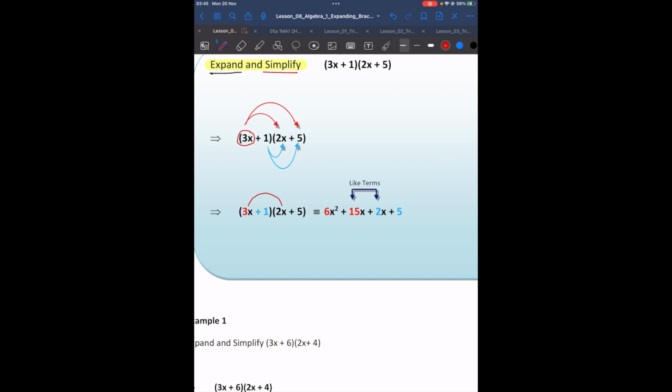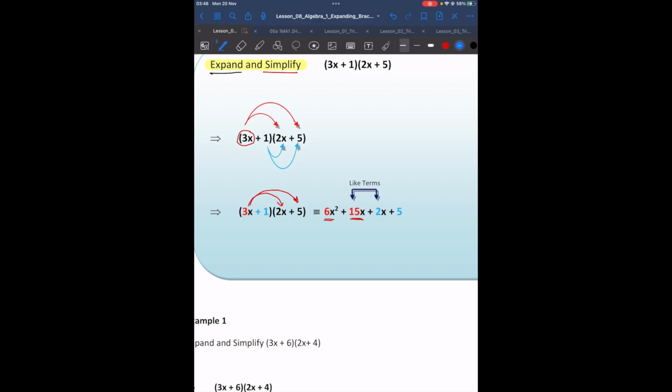So if we follow the rules, 3x times 2x will give us this 6x squared. Remember that 3 times 2 is 6, x times x is x squared. We're then going to multiply the 3x by the 5. So 3 times 5 is 15. So we're going to end up with 15x. So just to recap, we've multiplied the 3x by the 2x, which gives us this 6x squared. We've then multiplied the 3x by the plus 5, which gives us this 15x.